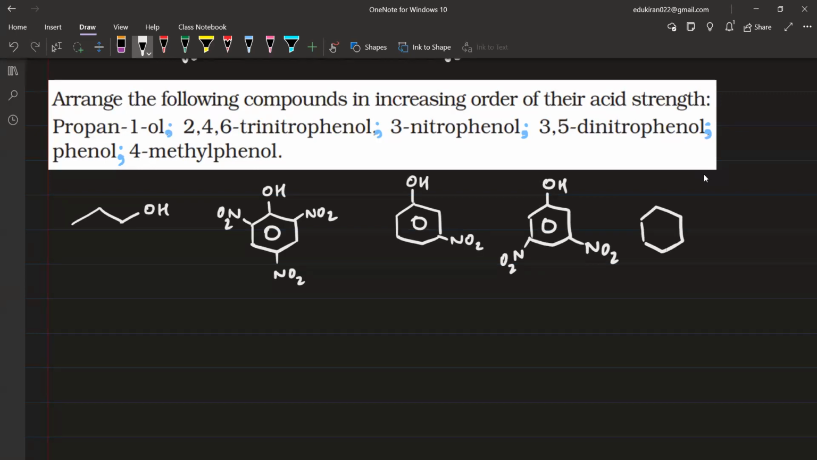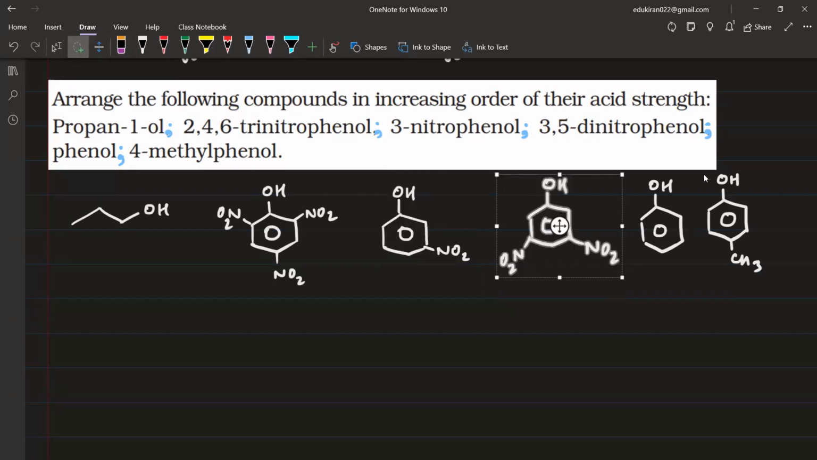Then we have just phenol, and then 4-methyl phenol: OH and CH3. Now, first of all, we will see that all of these are phenols. So obviously, all of these will be having greater acidic strength than the alcohol.